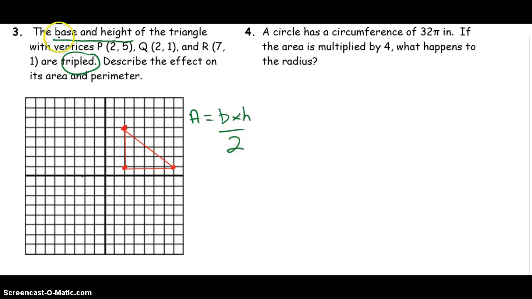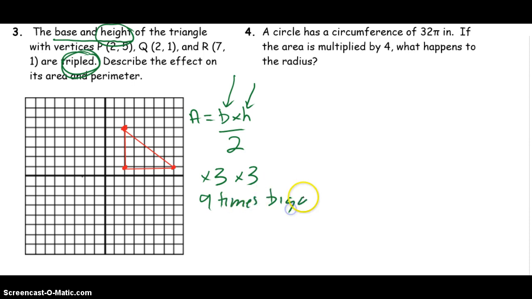They've asked you to take the base and triple it. So in this formula right here, see that b? If we're going to times that by 3, that's going to make the area 3 times bigger. But they also asked you to do the height as well, didn't they? So that is also times 3. Well, times 3 times 3, that means we're going to get 9 times bigger on the area, doesn't it? So that's that part. Now let's consider perimeter.